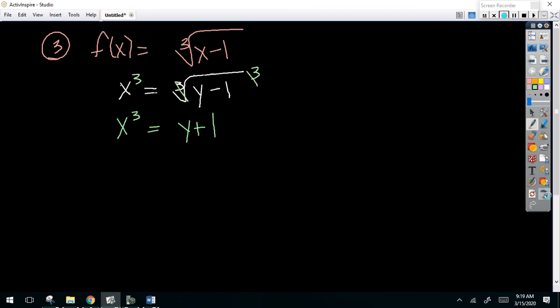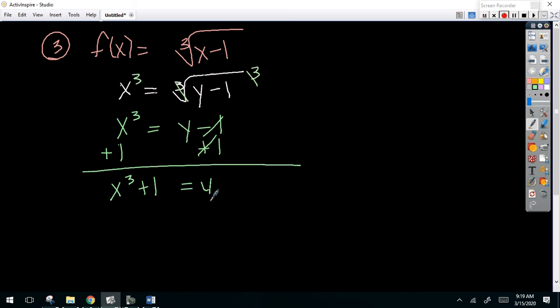Oh, I wrote plus. My brain's getting ahead of my hand here, because what I need to do is add 1 to both sides here to get y by itself. And again, these are not like terms. I can't combine it with the x cubed, so I just leave it written as x cubed plus 1 equals y.